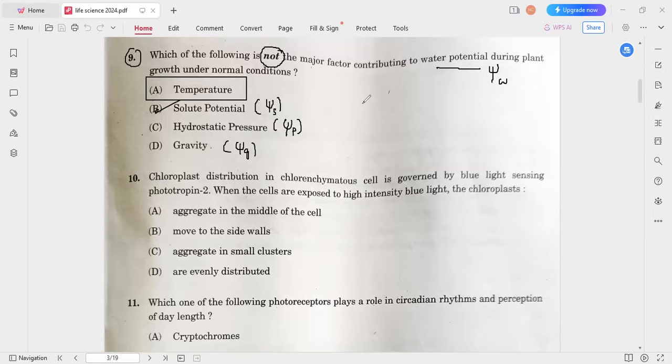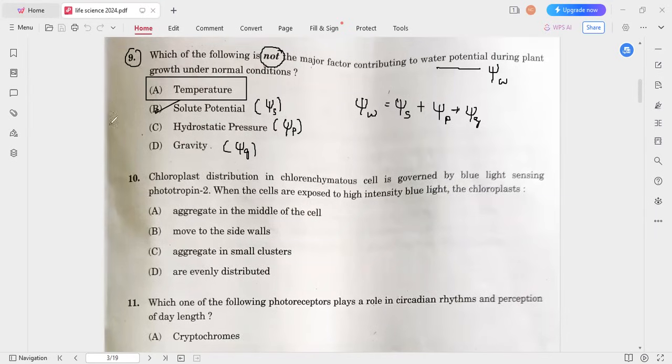Usually, the water potential formula is written like this: water potential is equal to the sum of the solute potential, pressure potential, and also gravity. So that's why temperature is not involved, and option A is the correct answer.